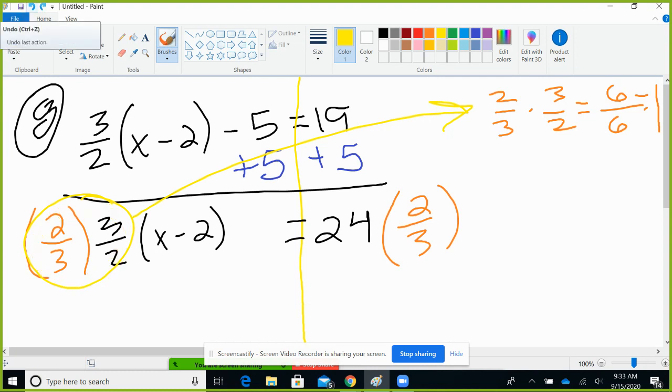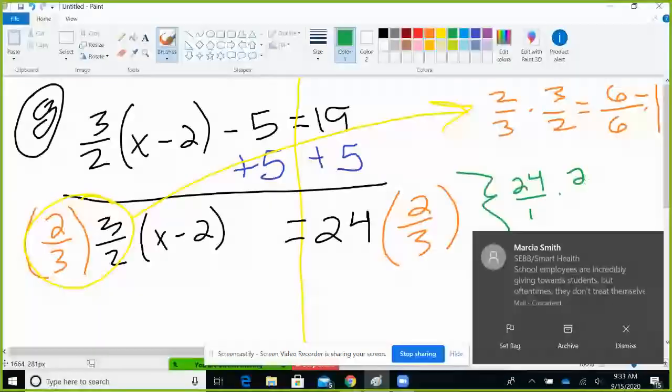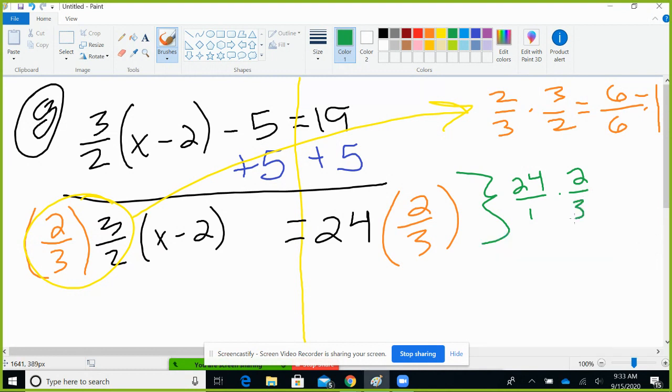So now right here, I have 24, which is the same as 24 over 1, times 2 over 3. So I get 48 over 3.